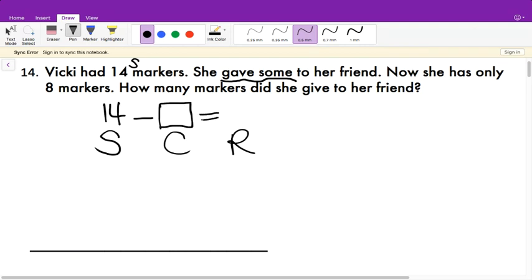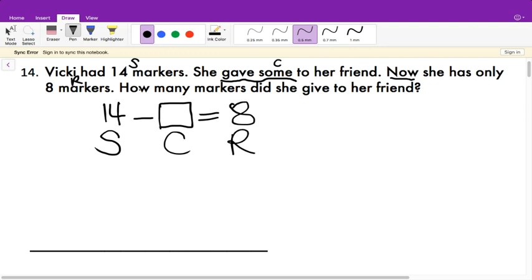Okay, and then for the result, I'm always looking for how many she has now or at the end, and I can see the word now here. Now that tells me this is going to be her result. Now she has only 8 markers. So that is my result. Some was the change. So I'm going to write 8 for my result.